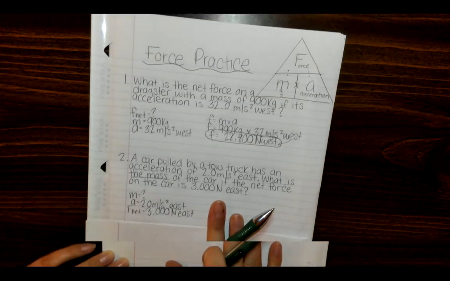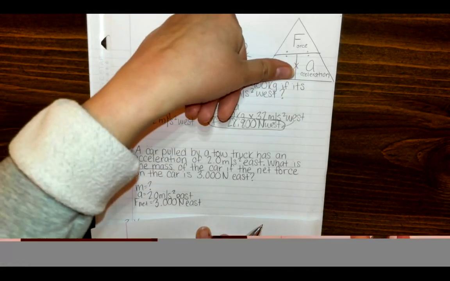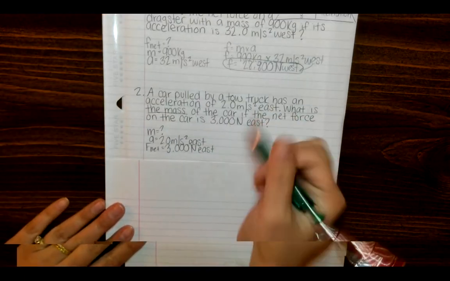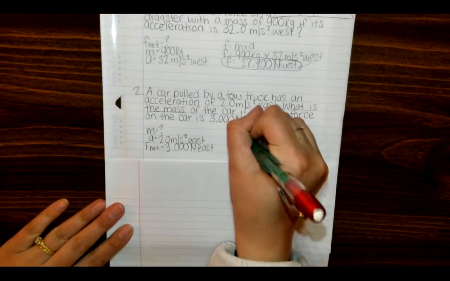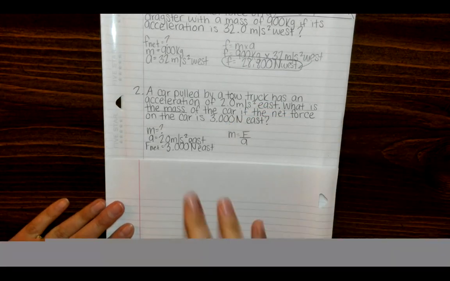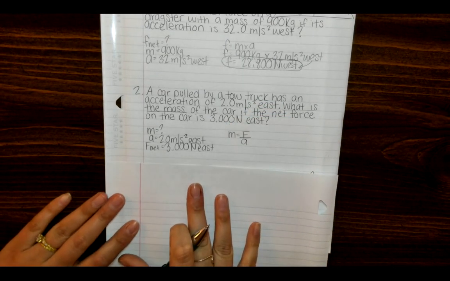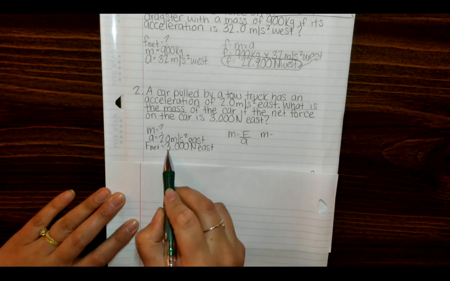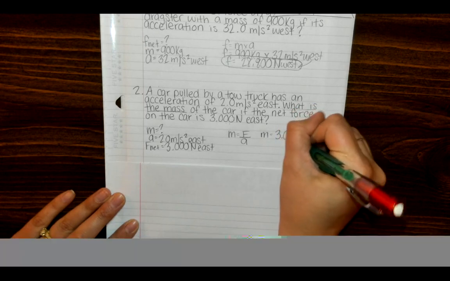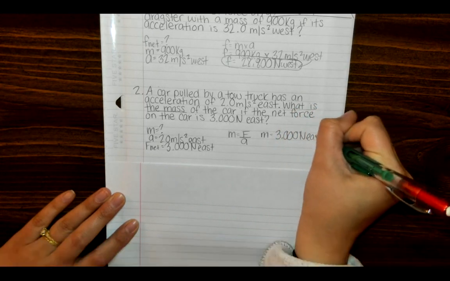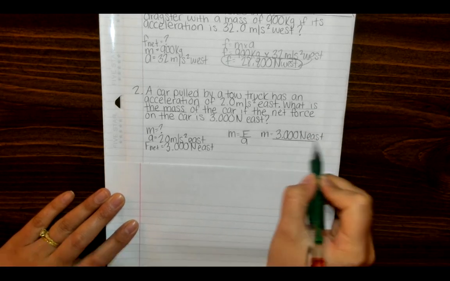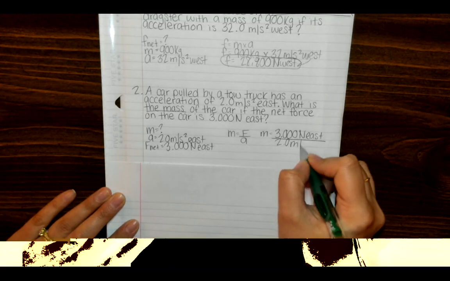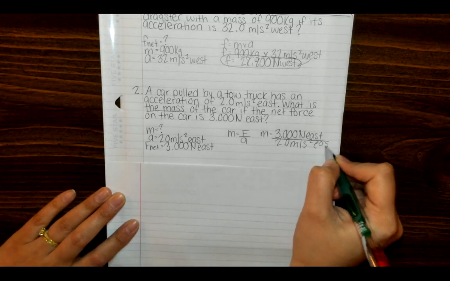So we're going to come back up to this triangle. We're going to cover up M, and we're left with force on top of acceleration. So our equation is going to be M equals F over A. And now we are going to plug in our variables. We don't know mass, but we do know force. Our force is 3,000 newtons east, and on the denominator of our fraction is going to be 2 meters per second squared east.